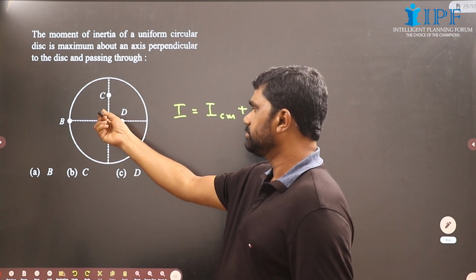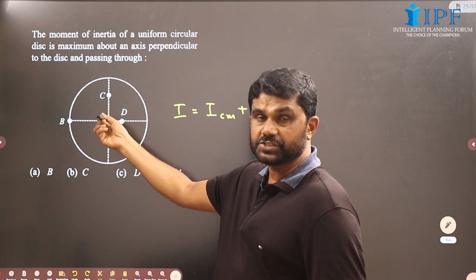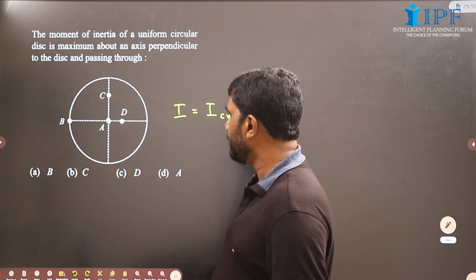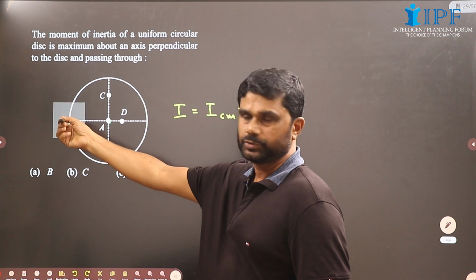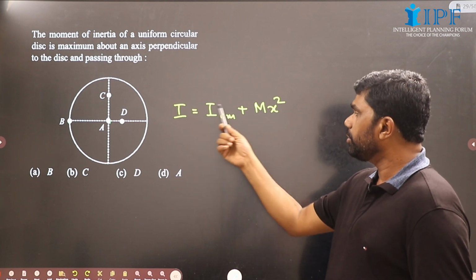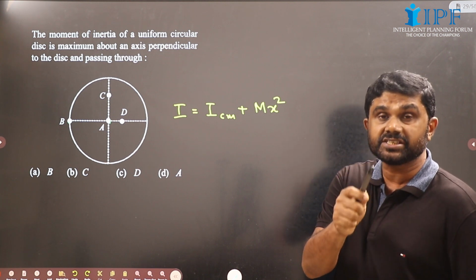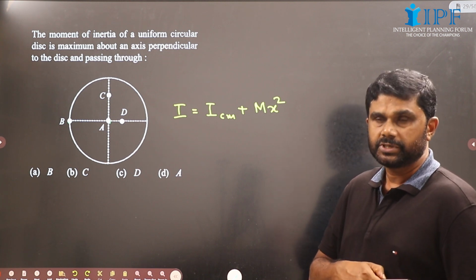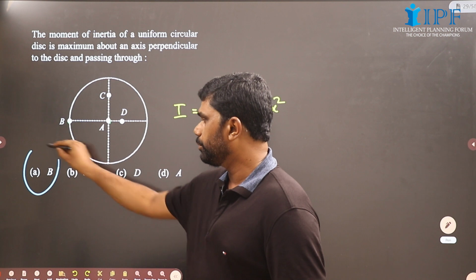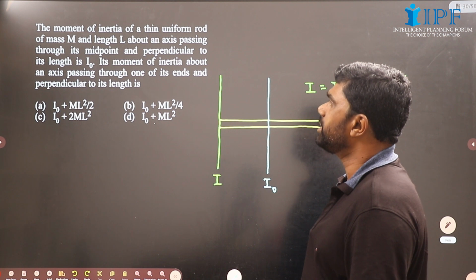This is the central axis. So the moment of inertia will be maximum about an axis passing through a point which is farthest from the center of mass. Okay, and that point is B. This is the formula to find the moment of inertia: I equals I_CM plus m x square, where x is the distance between the axis and the axis passing through the center of mass. That x will be maximum in case of the axis passing through B.